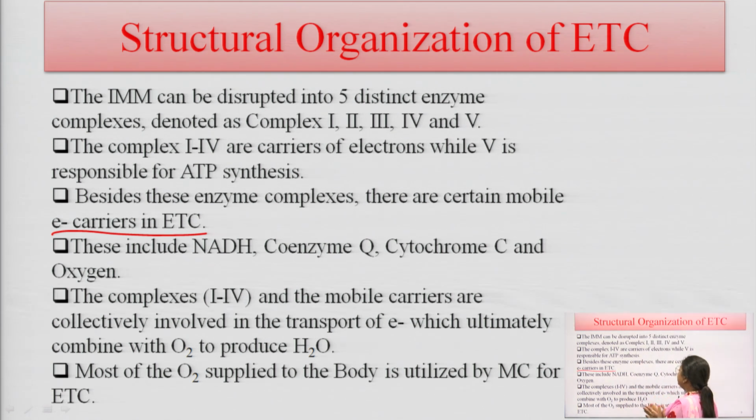Besides these enzyme complexes, there are certain mobile electron carriers in the ETC like NADH and FADH2. These include NADH, coenzyme Q, cytochrome C and oxygen. These complexes 1 to 4 and the mobile carriers are collectively involved in the transportation of electrons, which is responsible for the formation of water from oxygen. Most of the oxygen supplied to the body is utilized in the mitochondria for this electron transport chain.